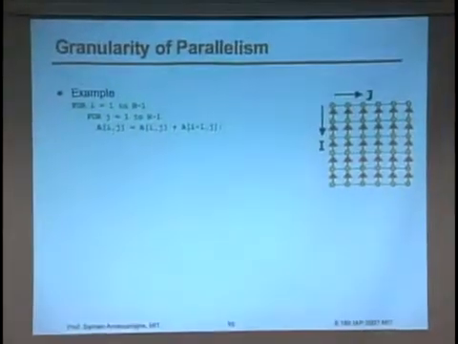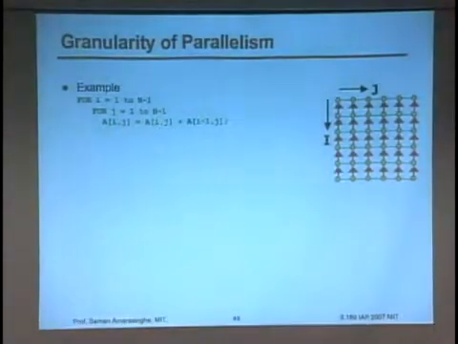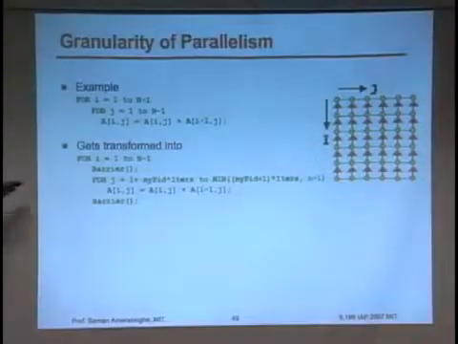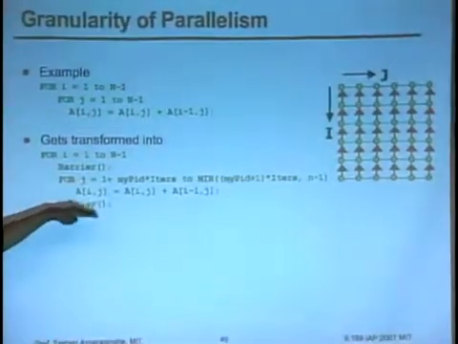Another interesting thing is the granularity of parallelism. Assume I have a loop like that, with i and j. Which loop is parallel in here? I or j? j is parallel. So okay, I do something like that. I run i, and for every iteration I do a barrier, I run j in parallel, and I end up doing a barrier again.